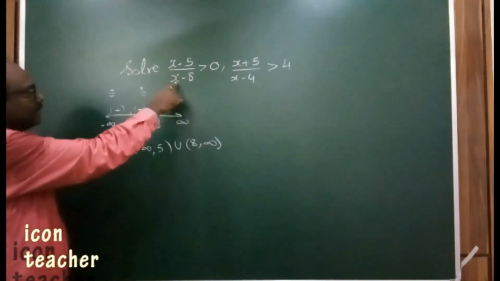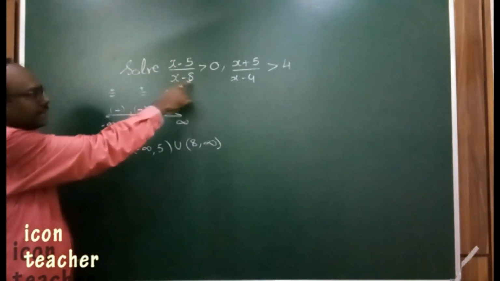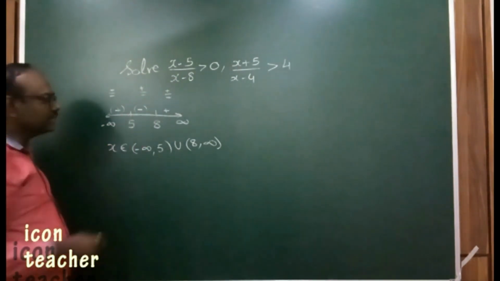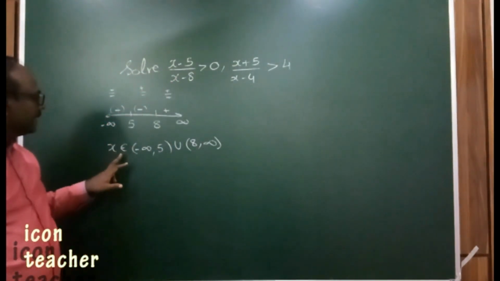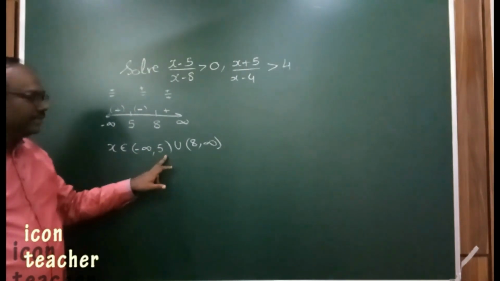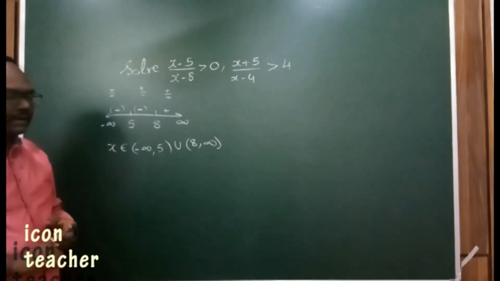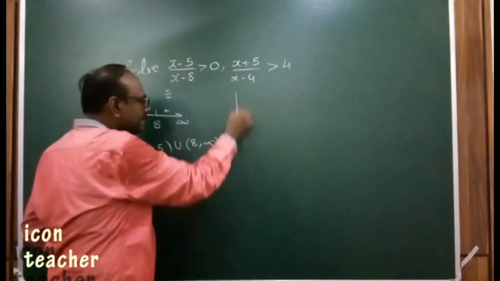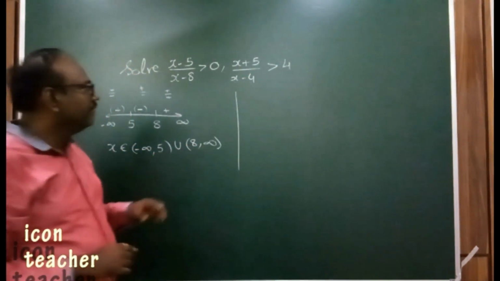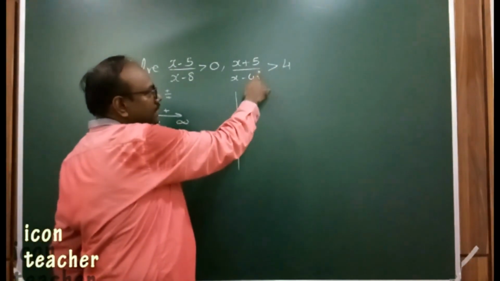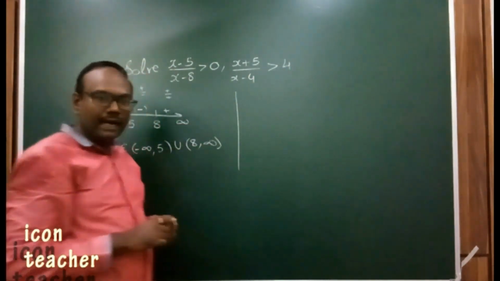And if we observe here, 8 cannot be the solution because the denominator becomes 0 for x equal to 8. So even 8 is excluded. So the solution for the first inequality is x belongs to minus infinity to 5 union 8 to infinity. Now let's try to simplify the second inequality. In order to solve the inequality, first of all, we bring all the terms to one side so that you get 0 on the RHS.